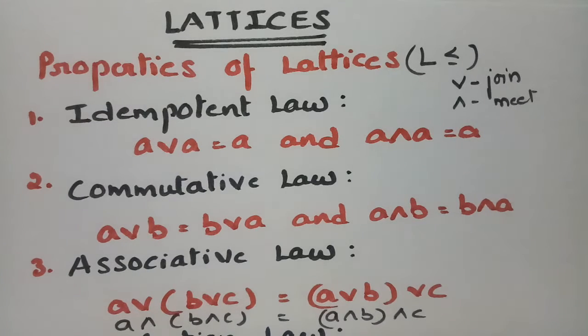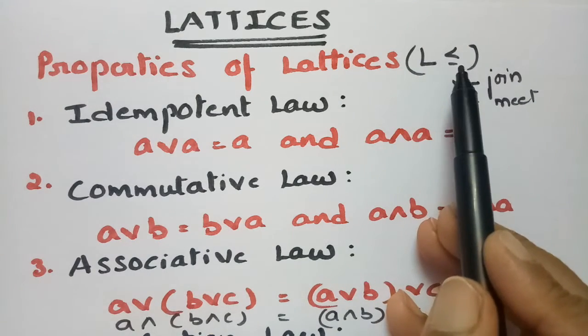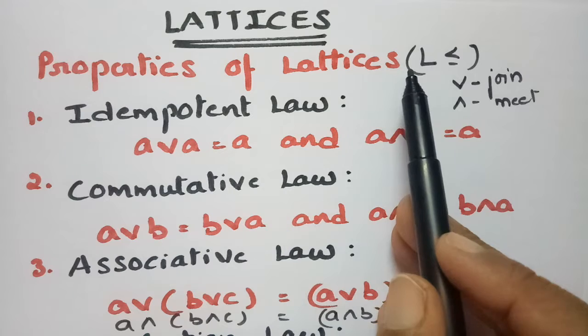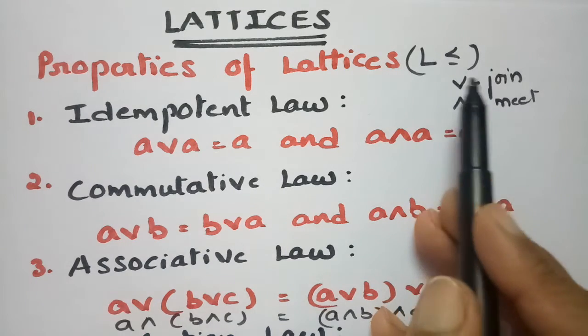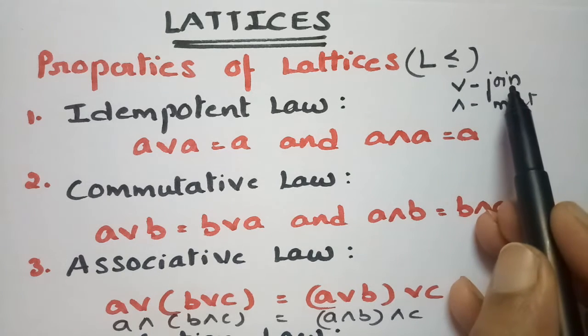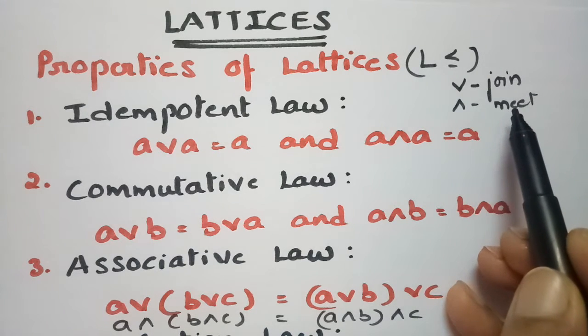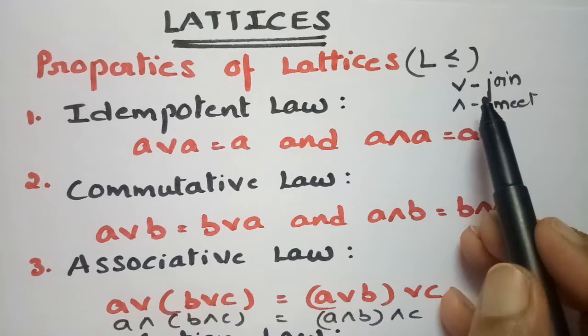In today's video, I am going to explain the properties of lattices, and this topic is the mathematical foundation for computer science. According to the properties of lattices, we have to take a finite set L, and less than or equal to be the relation on this set, and L less than or equal to be a lattice. I am taking two operations here.